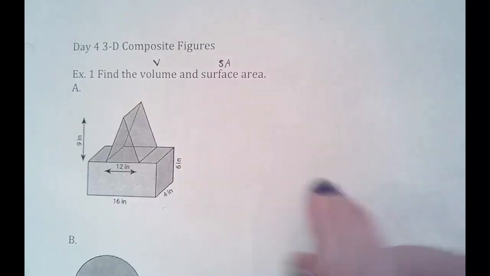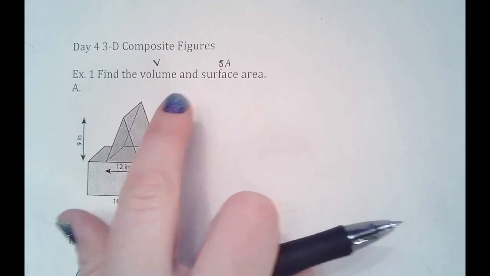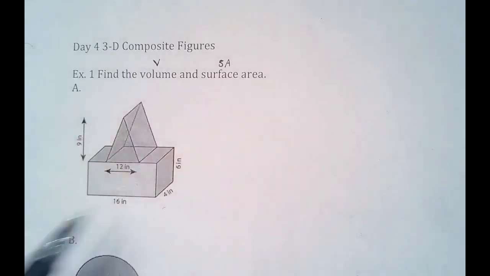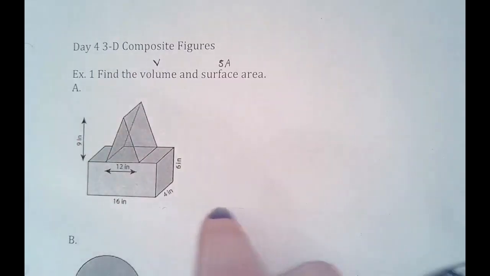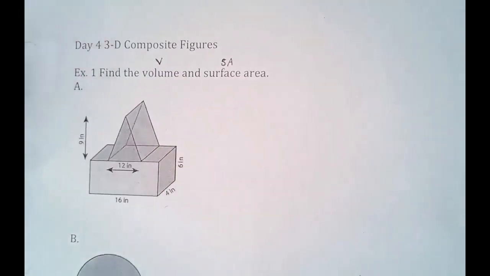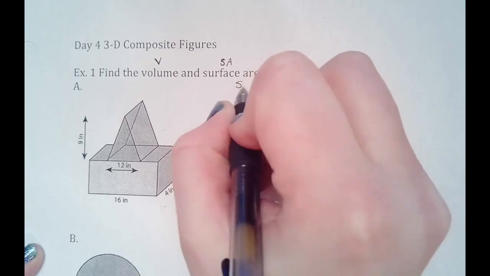Okay, day 4, we're going to talk about three-dimensional composite figures. We've done a little bit on our surface area day, and I think one example on our volume day. Now we're going to find surface area and volume of 3 more examples. So I'll go ahead and start with surface area.